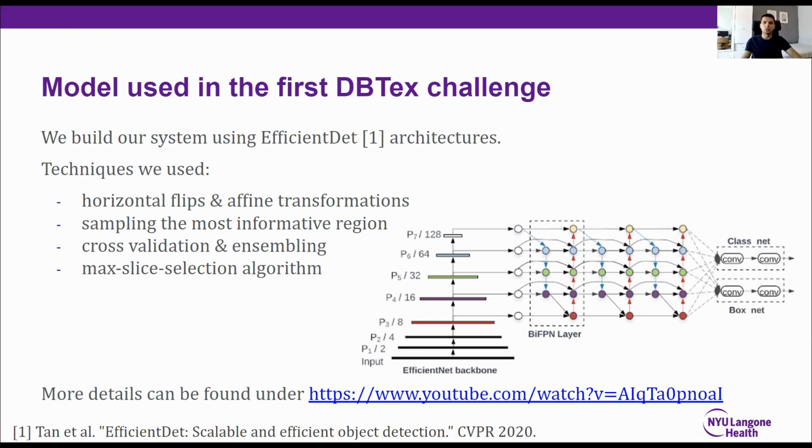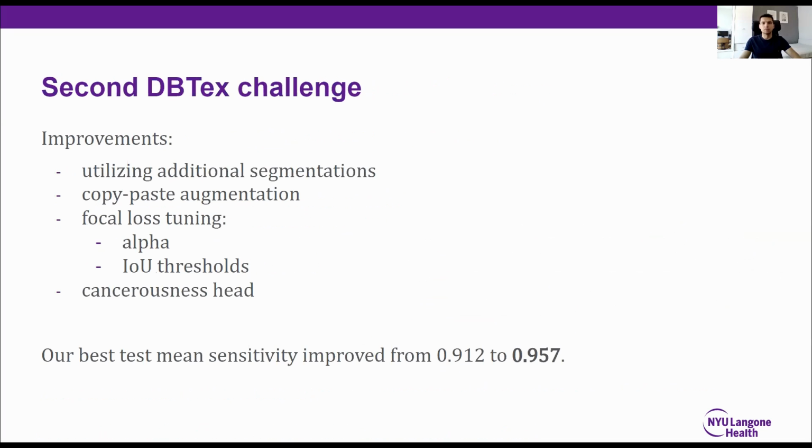The techniques we used include additional augmentation of the training data, cropping the most informative region, cross-validation, and ensembling. This baseline model works on 2D slices and uses a max slice selection algorithm to combine slice level predictions into volume level predictions. More information about our solution to the first challenge can be found on YouTube.